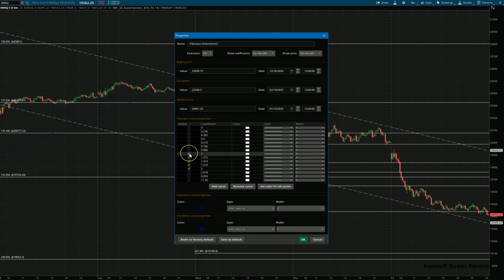We'll take the 100 out. We'll leave the 100 and the 200 in. Take the 41.4 out, or 14.14. 27.2 and the 61.8.